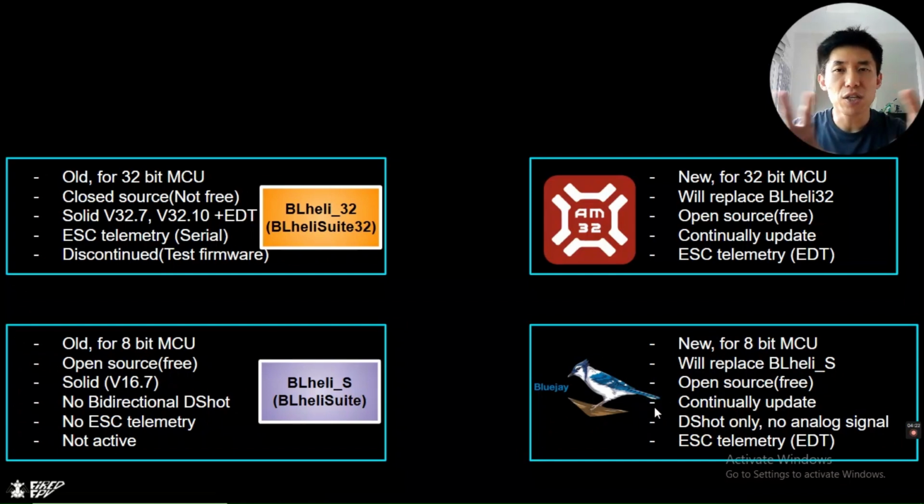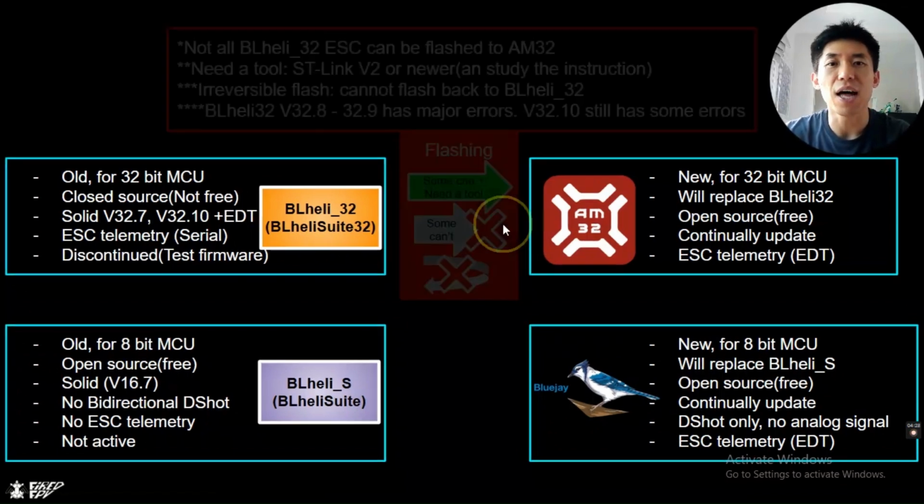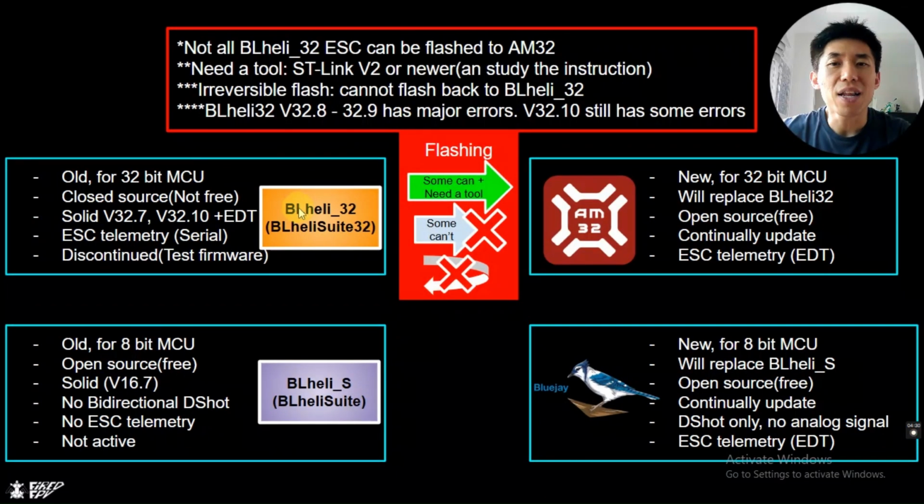And the real relationship between these two pairs in terms of flashing is like this. Between BLHeli_32 and AM32, if you want to flash to AM32, there are many concerns that you need to know. First of all, not all BLHeli_32 ESCs can be flashed to AM32. You have to check the compatibility of the ESC. There is a list on GitHub or on the Flight Guide website. You have to check the list whether your BLHeli_32 ESC can be flashed to AM32 or not.